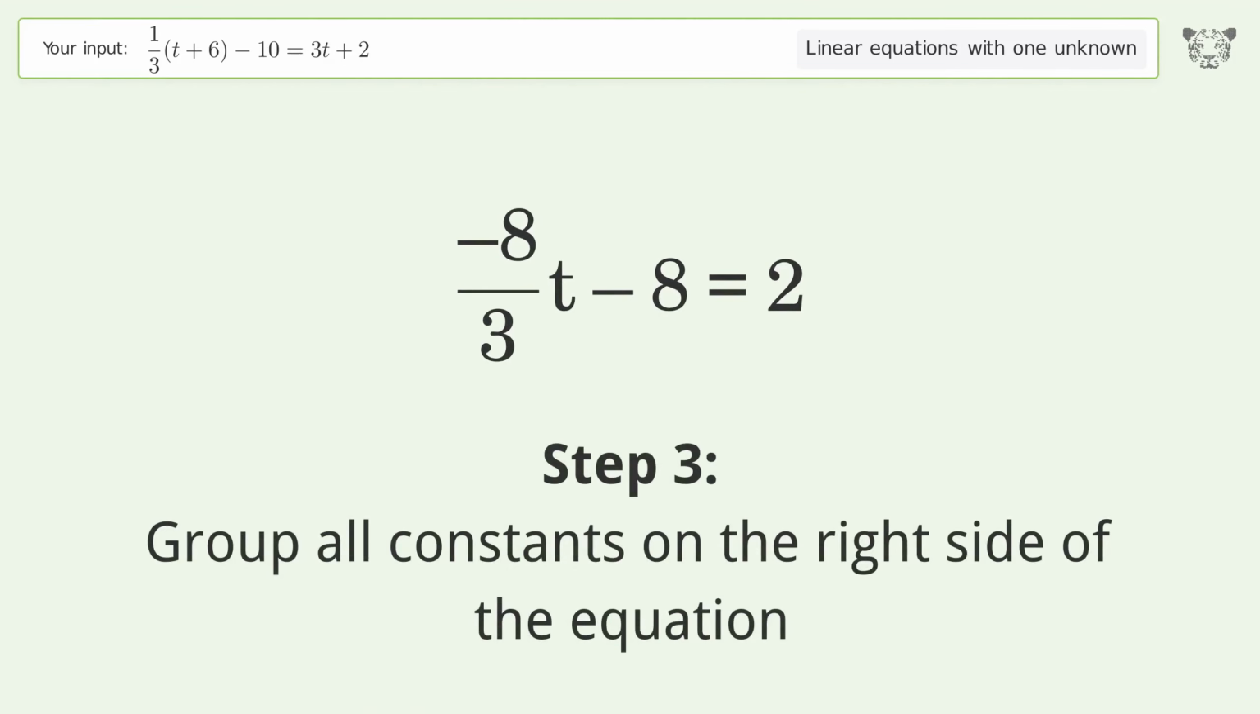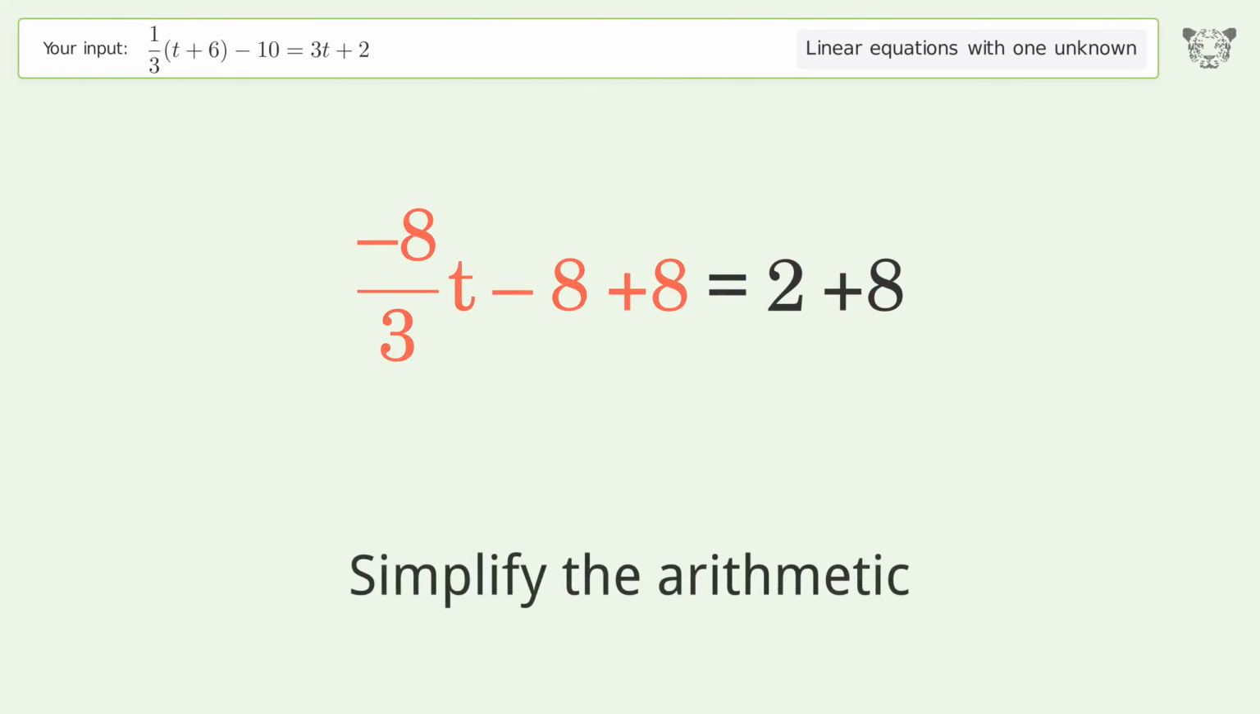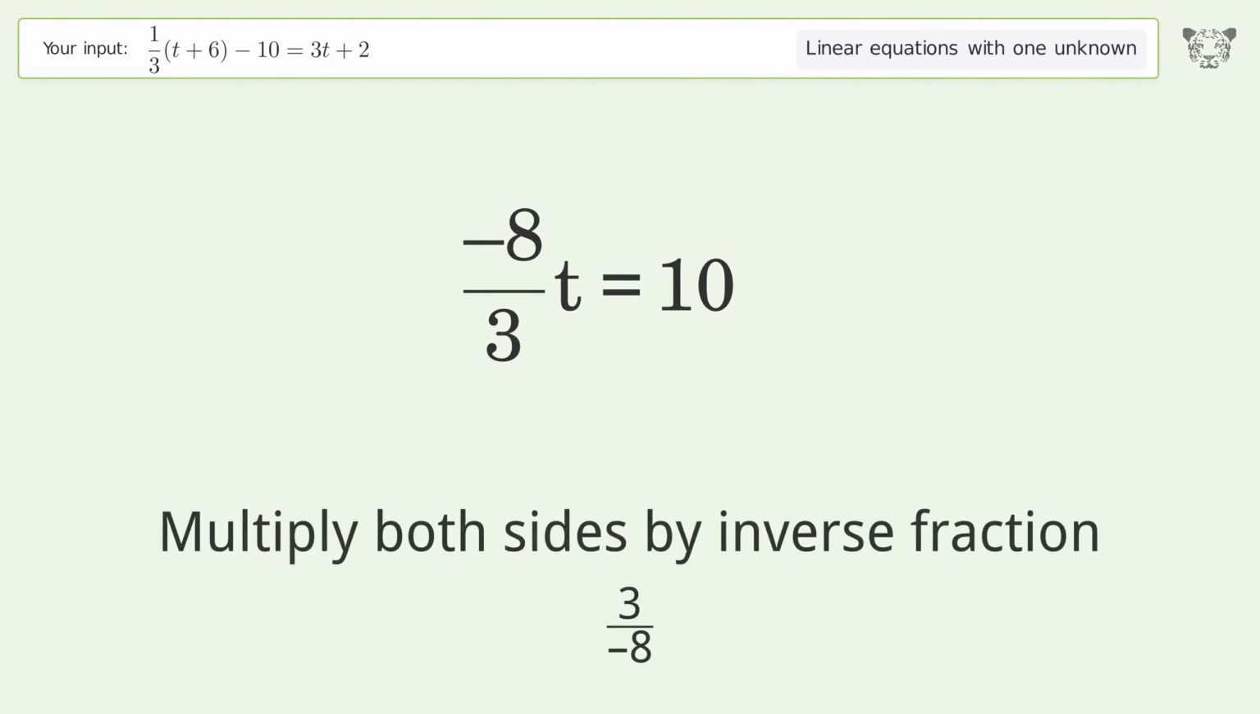Group all constants on the right side of the equation. Add 8 to both sides. Simplify the arithmetic. Isolate the t. Multiply both sides by inverse fraction 3/8.